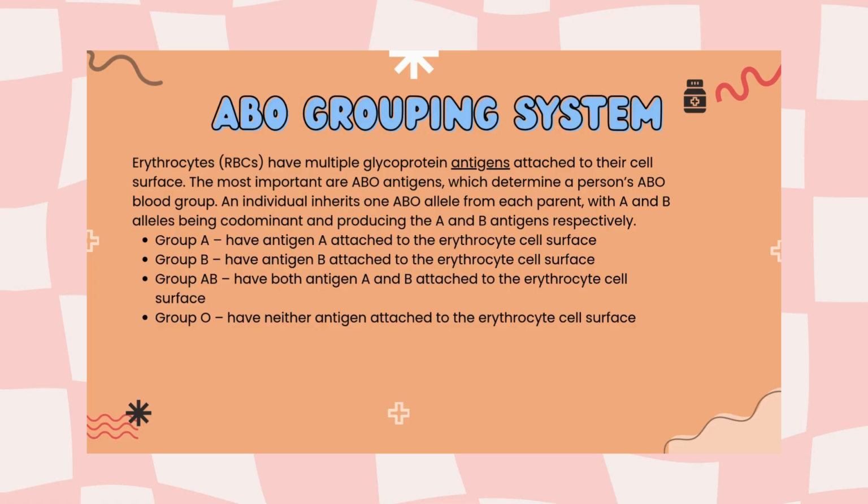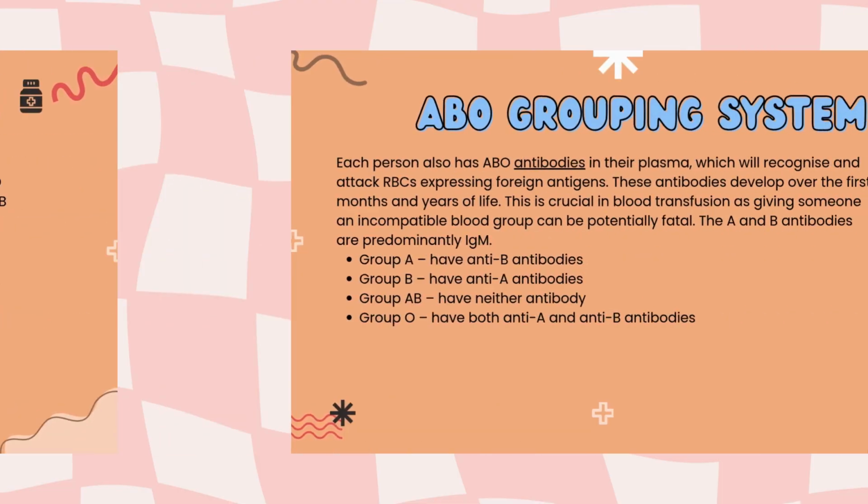1. Group A. Have antigen A attached to the erythrocyte cell surface. 2. Group B. Have antigen B attached to the erythrocyte cell surface. 3. Group AB. Have both antigen A and B attached to the erythrocyte cell surface. 4. Group O. Have neither antigen attached to the erythrocyte cell surface.